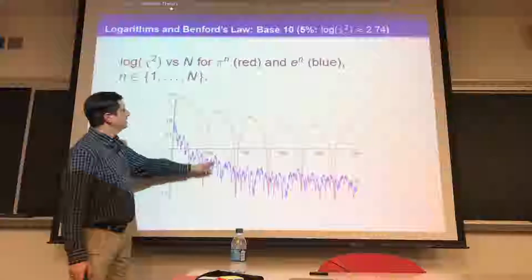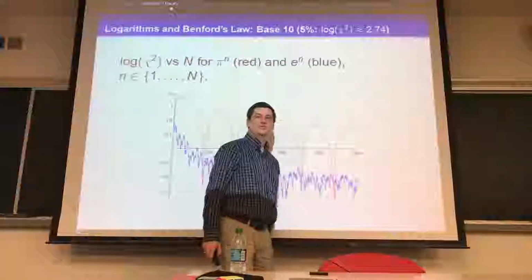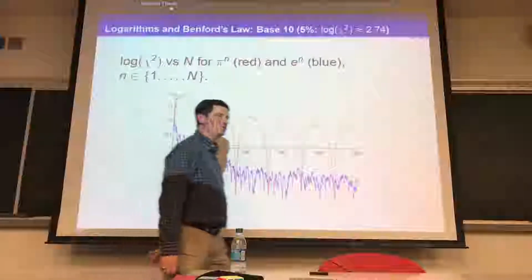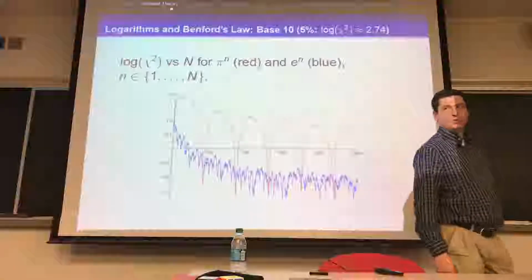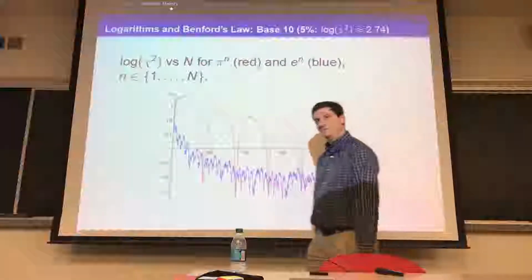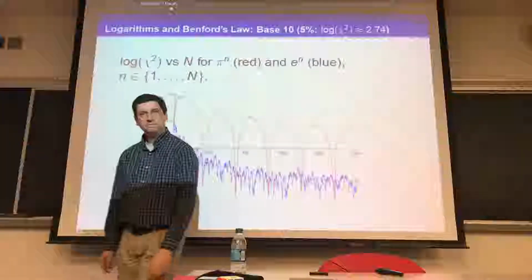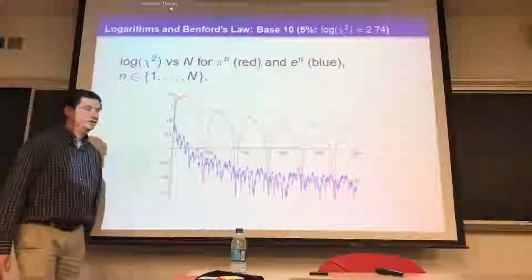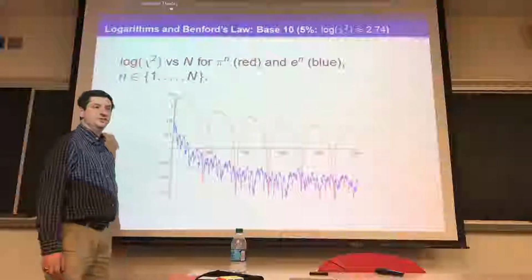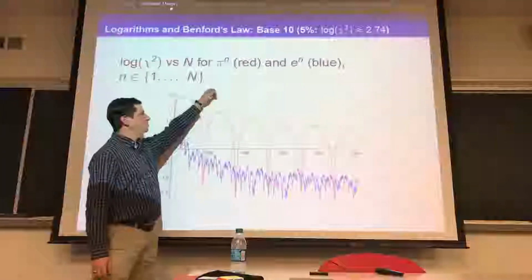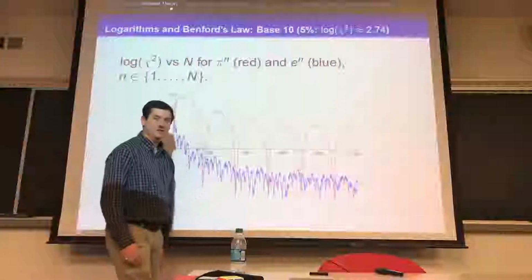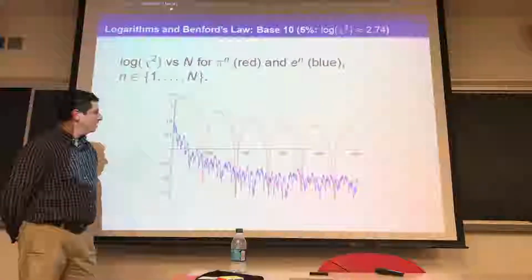So the blue is the log of the chi-squared values for e to the n, and the red is the log of the chi-squared values for pi to the n. What do you observe about the red plot? What do you see? It's somewhat periodic. Now, if it was periodic, they would have to go up to the same height. Do you think this is roughly the same shape as that one, is roughly the same shape as that one? Anybody want to guess the period?